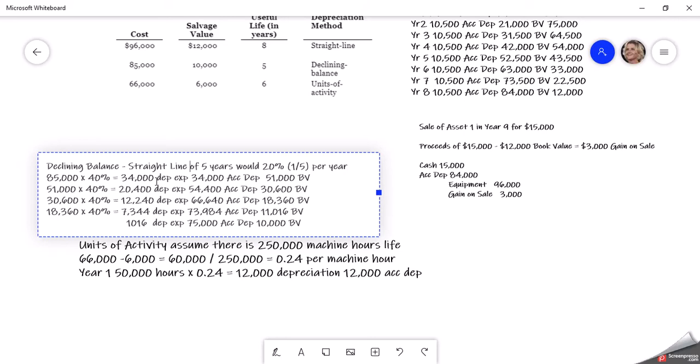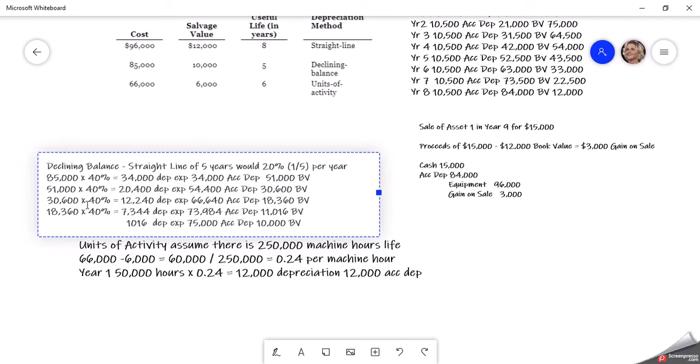the $34,000. So that's going to be my depreciation expense. That's going to go into accumulated depreciation. I subtract that from my 85,000. My book value goes down to 51,000. That's what starts my next line. So my book value of 51,000 times the 40% gives me $20,400 of depreciation expense, increases my accumulated depreciation to 54,400, and then reduces my book value down to 30,600.